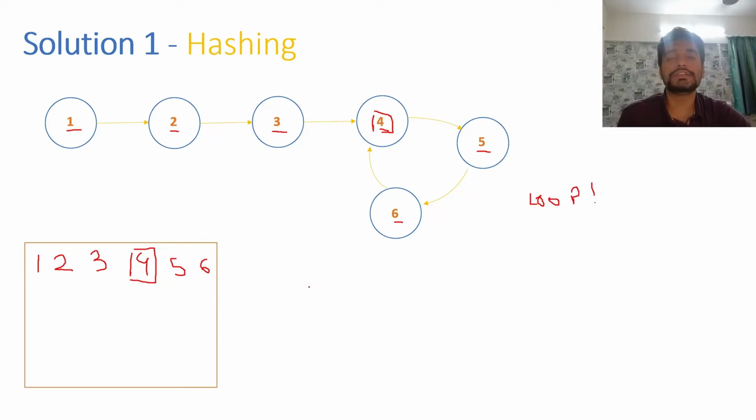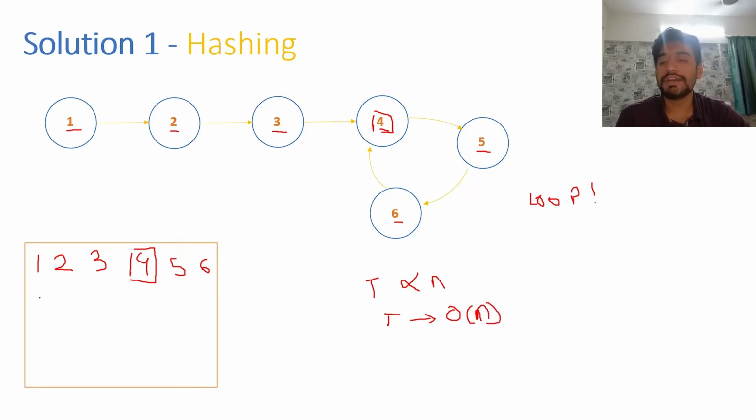Now let us analyze this algorithm a bit further. We can see that the time required for this algorithm to complete is directly proportional to the length of the linked list. That is, the more nodes the linked list contains, the more time this algorithm will require to complete. So we can say that the time complexity of this algorithm is of the order of n, and we denote it by big O of n.